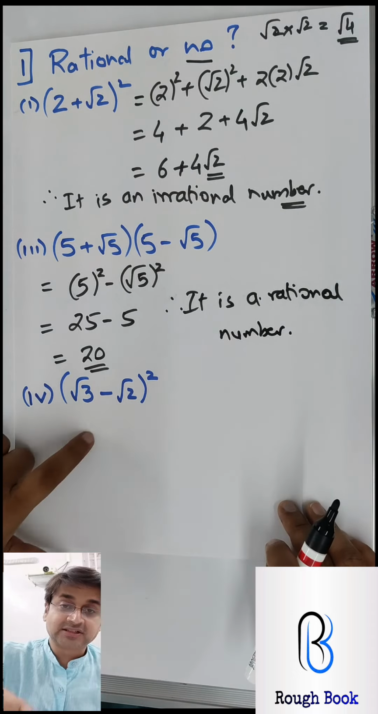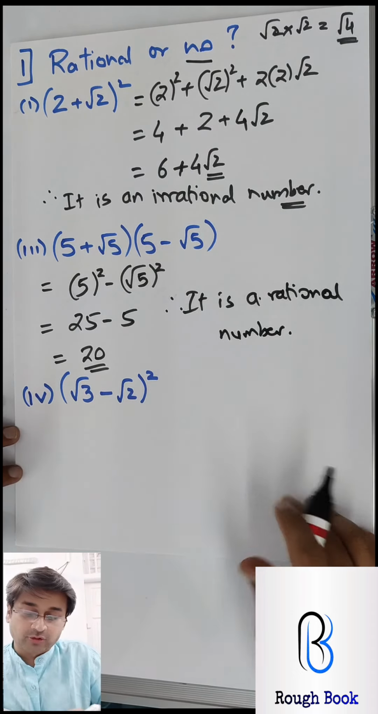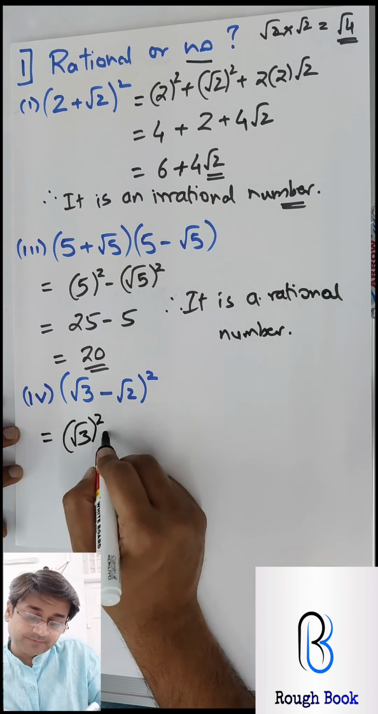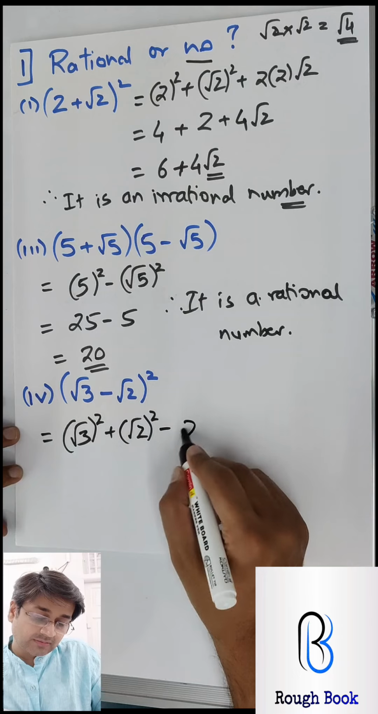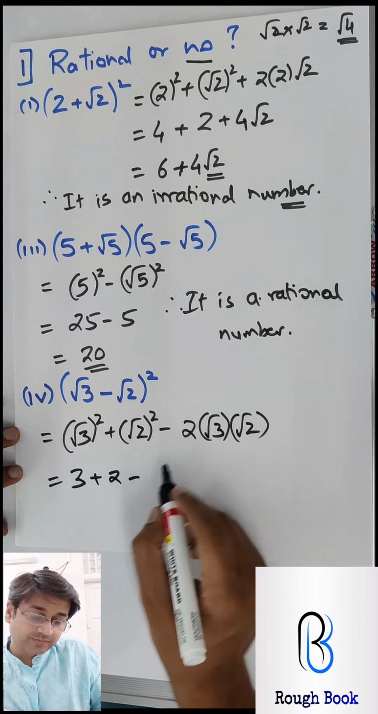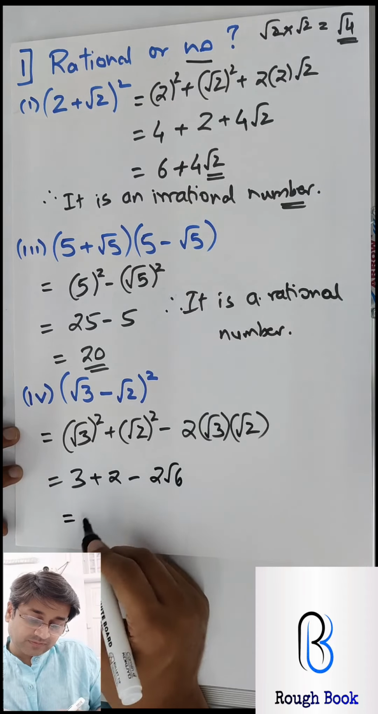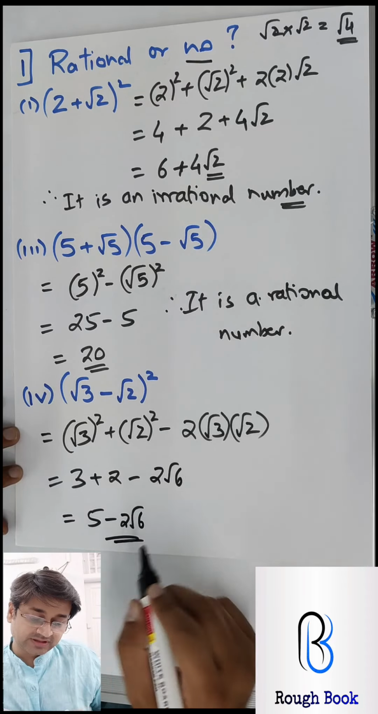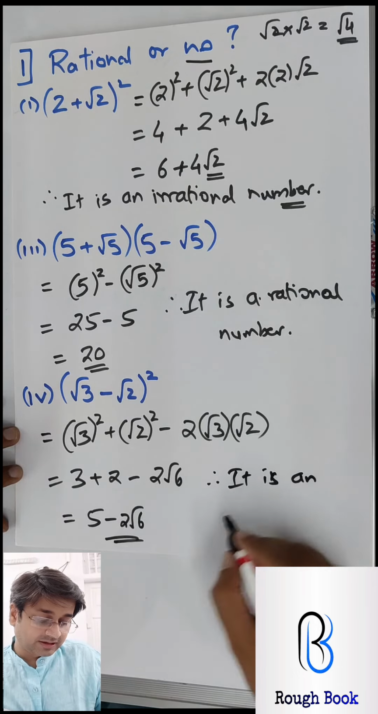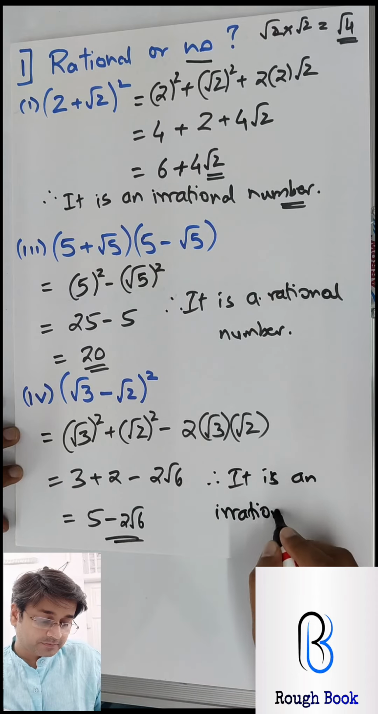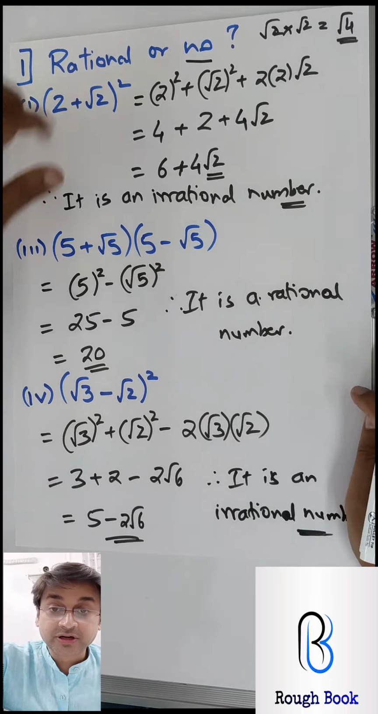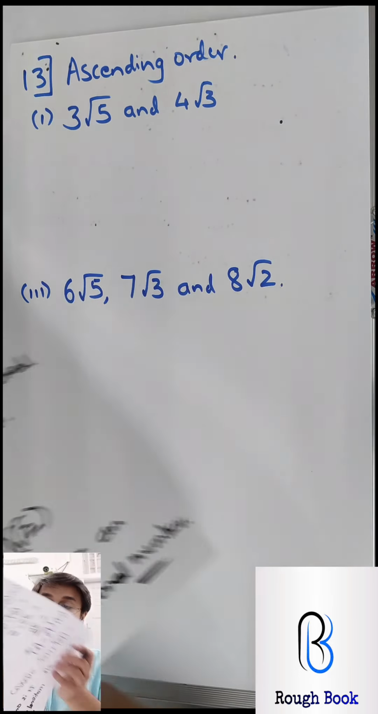Can you pause the video and try this last one on your own? 1 part 4. Pause and try. So A square plus B square minus 2 times AB. So I will get 3 plus 2 minus 2 root 6. So 5 minus 2 root 6. Again I can't do anything. Therefore it is an irrational number. How many hands go up who got this correct? Superb. You're really doing very well. Let's move on to the next one.